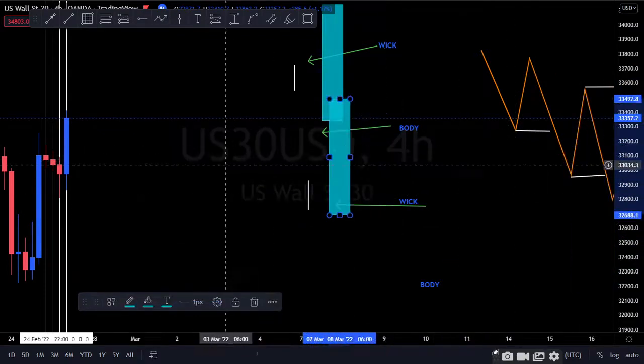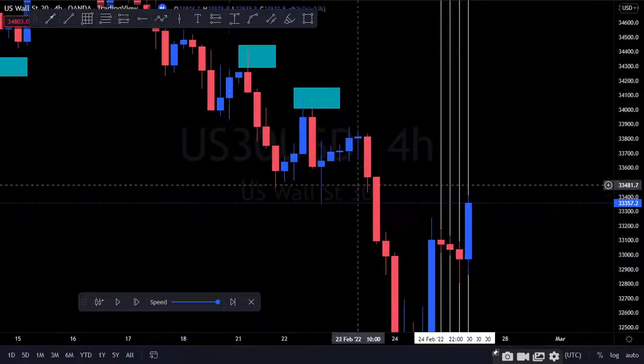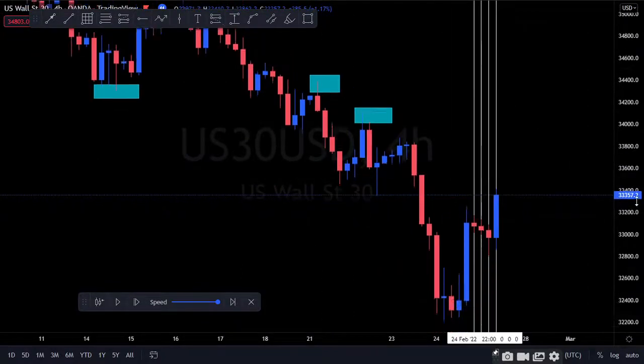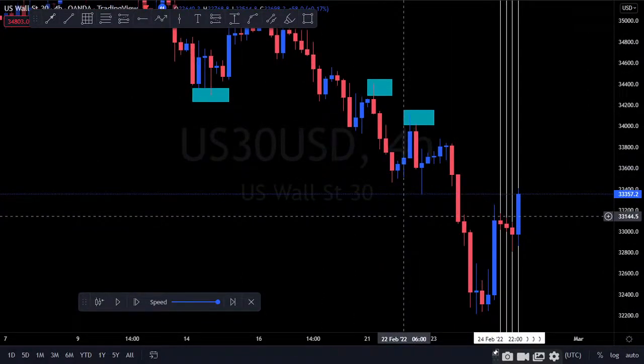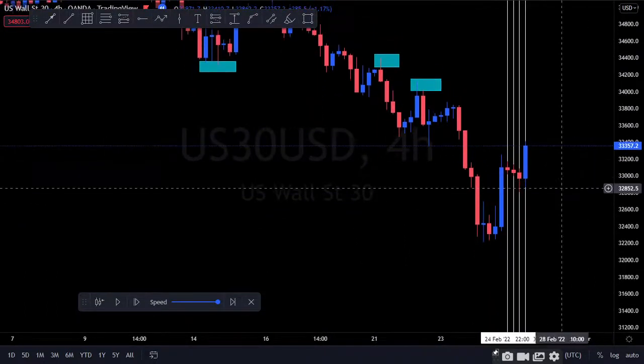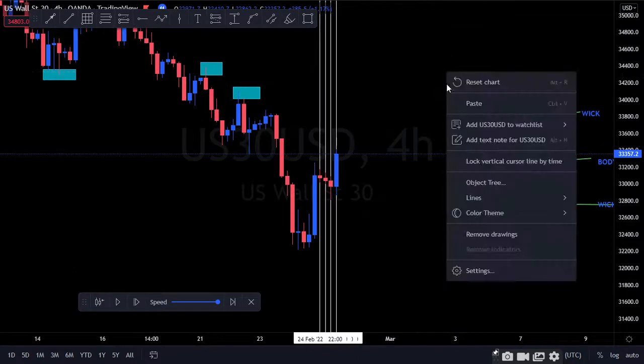Okay, so keep in mind as you are marking your BOS and BMS: we are not talking about the wicks. We are focusing on the body. The body must close above or close below before we can call a structure a BOS or a BMS.